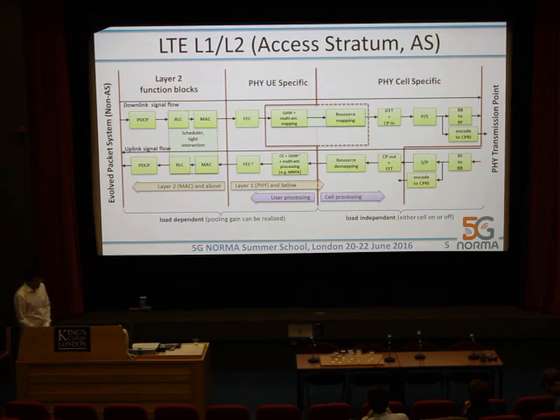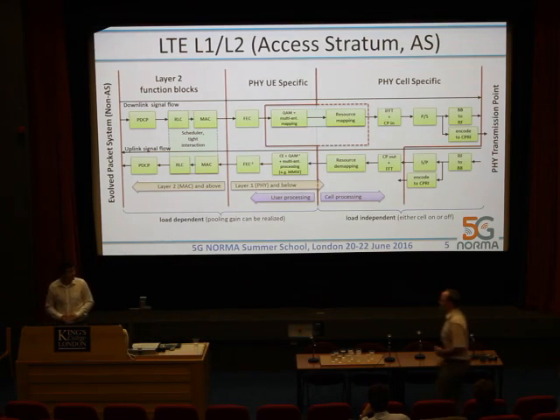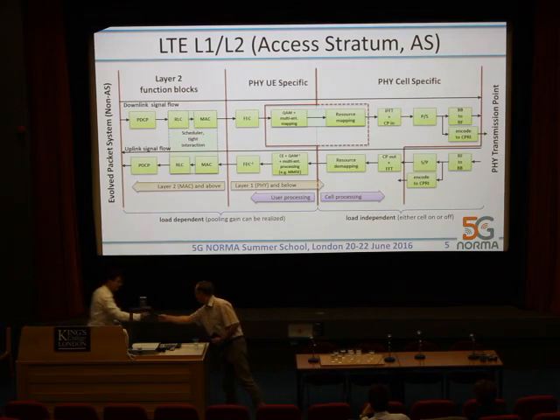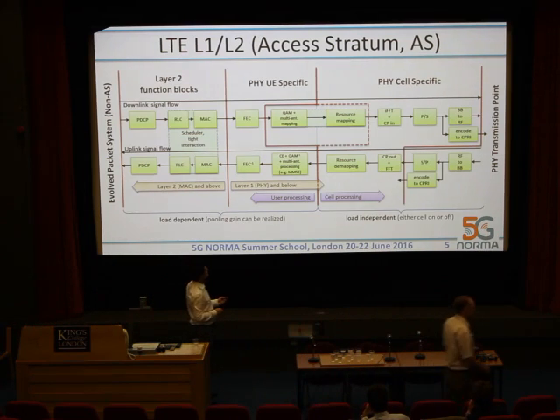So here we look at the LTE baseline: layer 1 and layer 2, the physical layer, medium access control, and supporting convergence sub-layers. Let's start on the right. We start at what is called the transmission point here, that's the antenna. One possibility, and very common, is to have a so-called common public radio interface, which transports time domain samples of the radio signal.